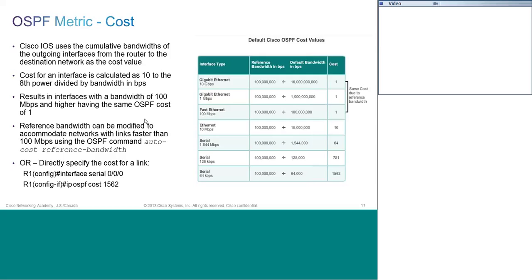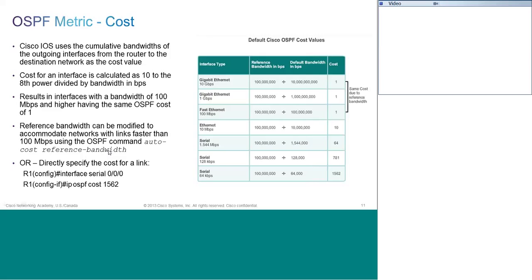Reference bandwidth can be modified to accommodate networks with links faster than 100 megabits per second using the OSPF command auto cost reference bandwidth. This command must be configured on every router in the OSPF domain. The value is expressed in megabits per second.